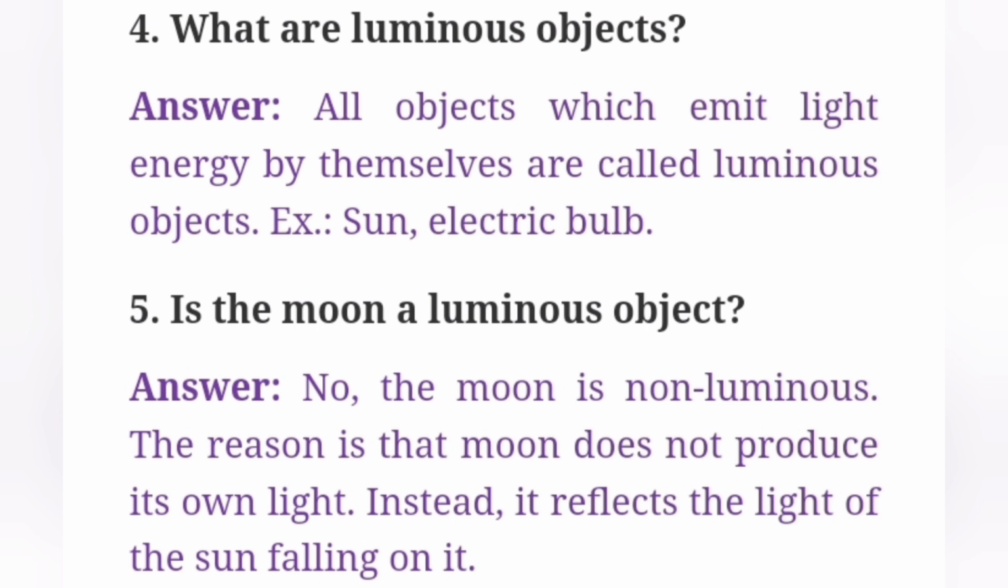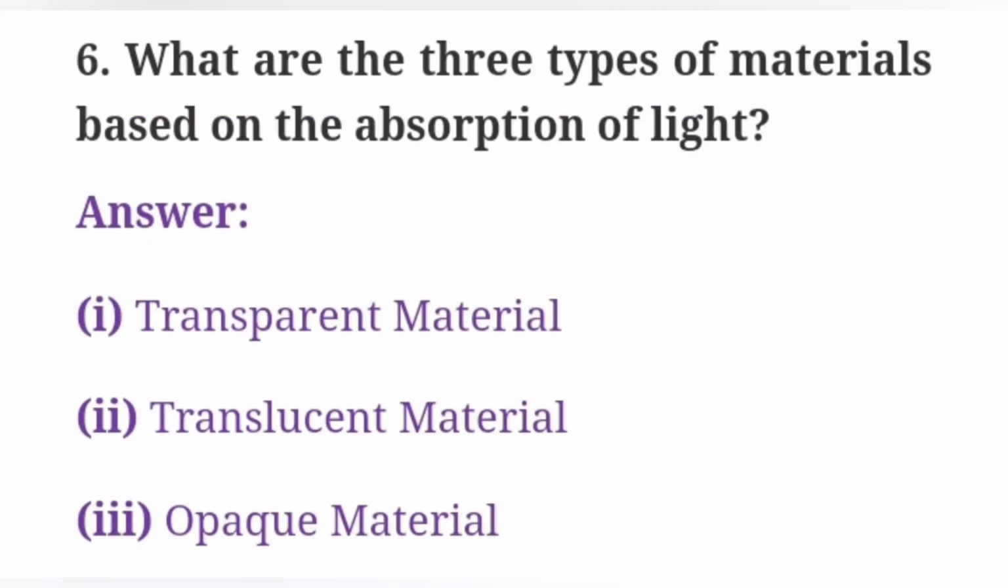Fifth question, is the moon a luminous object? Answer: no, the moon is non-luminous. The reason is that the moon does not produce its own light. Instead, it reflects the light of the sun falling on it.